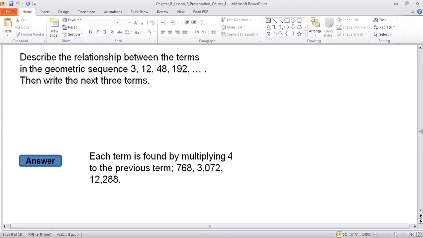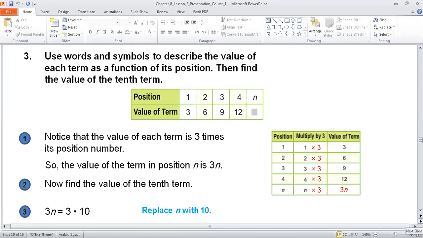Next example, look with me, please. If I have a table, we will concentrate on this today. Read this question, please. Use words and symbols to describe the value of each term as a function of its position. Then find the value of the 10th term.